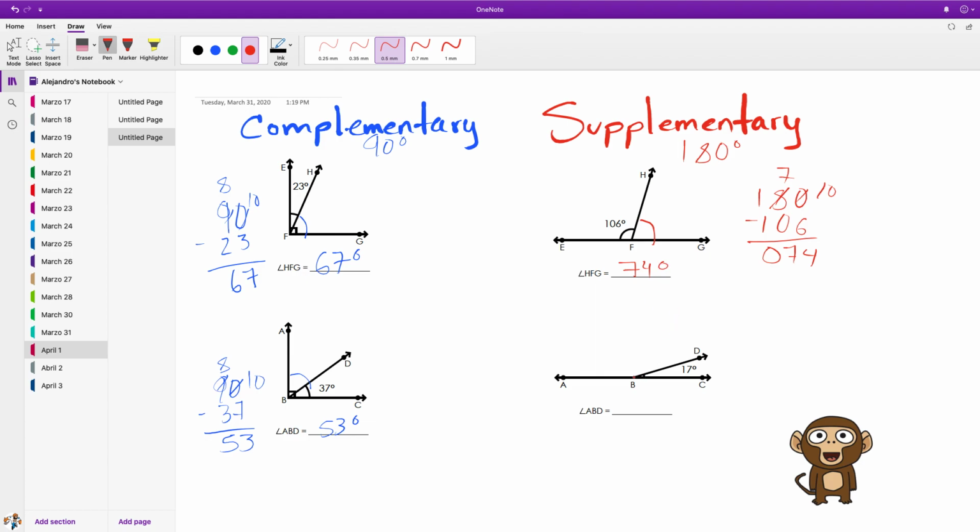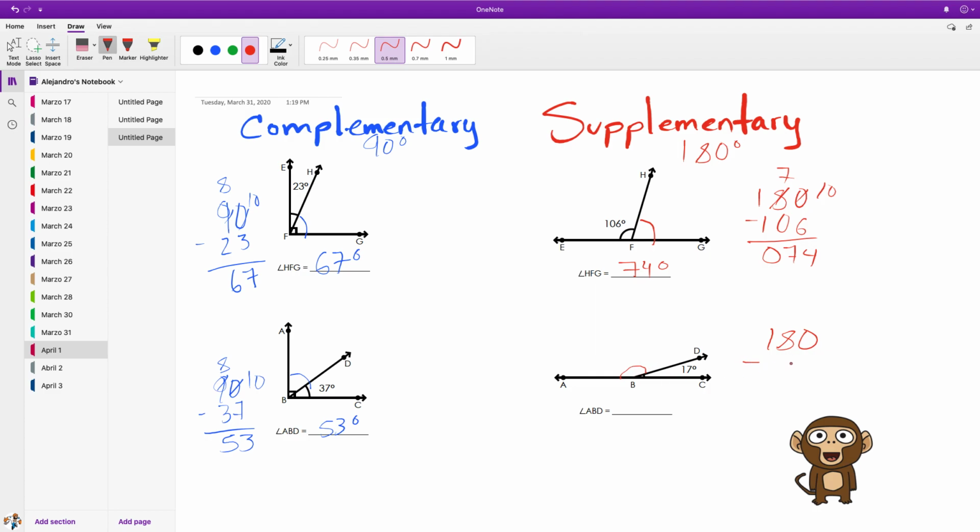And the last one we need to find the measure for angle ABD, which is this one, guys. It looks like an obtuse angle, right? It's all the way open. So it needs to measure more than 90 degrees for sure. So how do I get it? Guys, I'm gonna do once again a subtraction. I know this is a supplementary angle. Both of them give you 180.